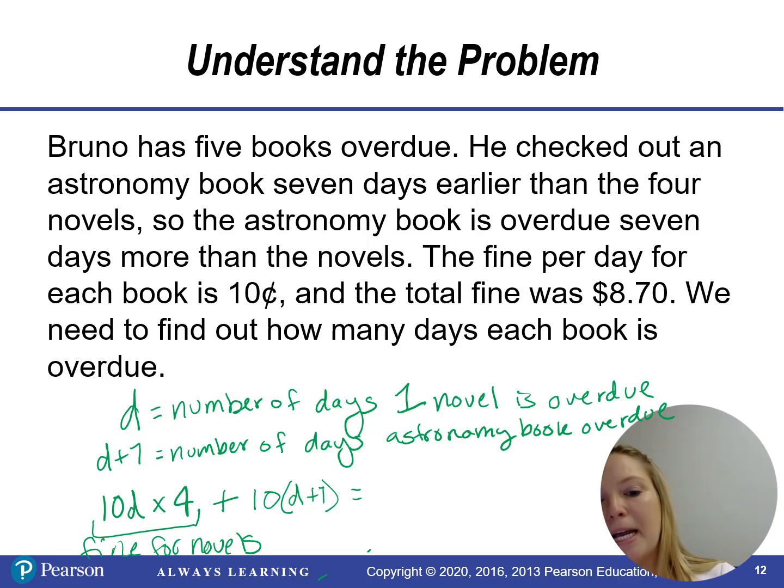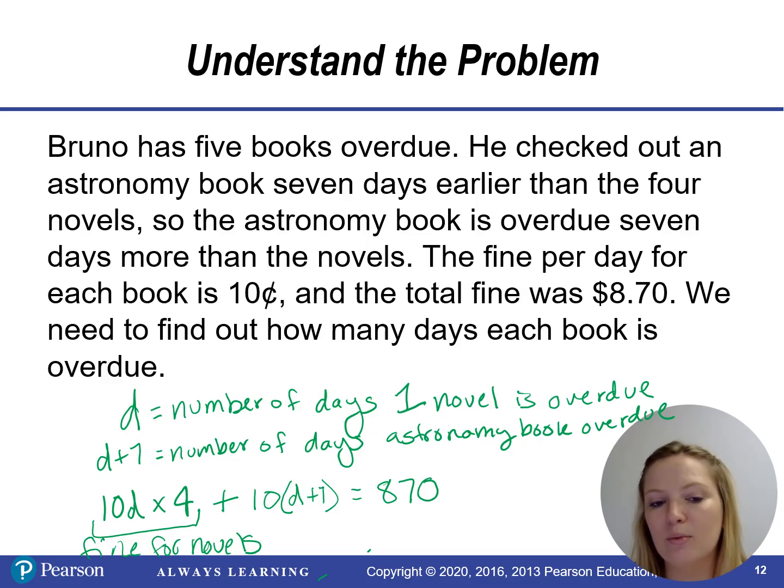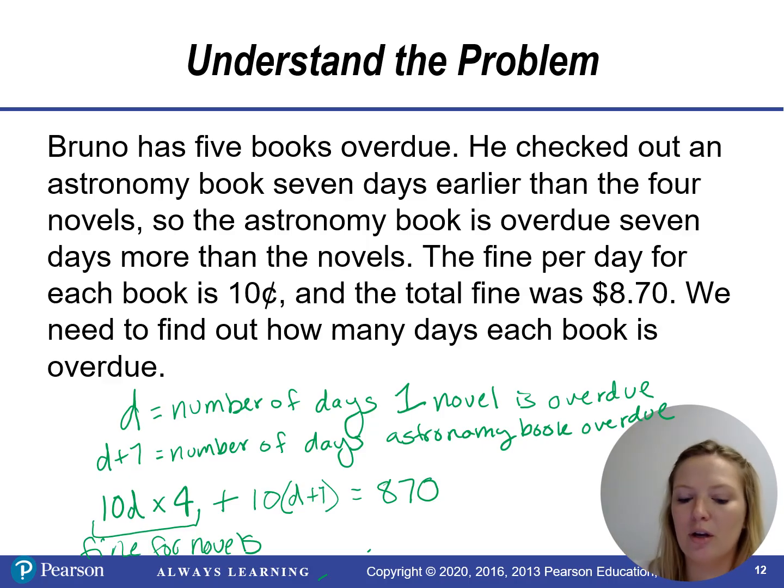$8.70. Now we have to be careful here because the way I've written it currently, 10 is in cents. So we would have to have this equal to a value in cents. So $8.70 is 870 cents. Or we could have written our cents as a decimal of 0.10 to have 10 cents. So you just have to make sure your currency is in the same dollars or cents.